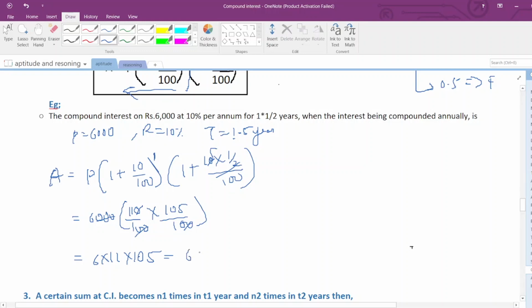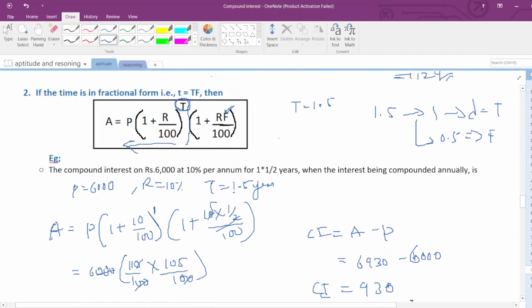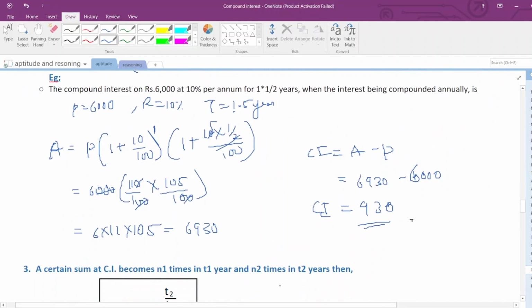you will get 6930. But what did he ask? He asked for compound interest. Compound interest means amount minus principal. So amount is equal to 6930 minus principal, which is 6,000. So we will get 930 as the compound interest. In this way we have to solve. If the question gives time in fractional format, then we have to use this formula. Hope it's clear. Now let's move to the next method.